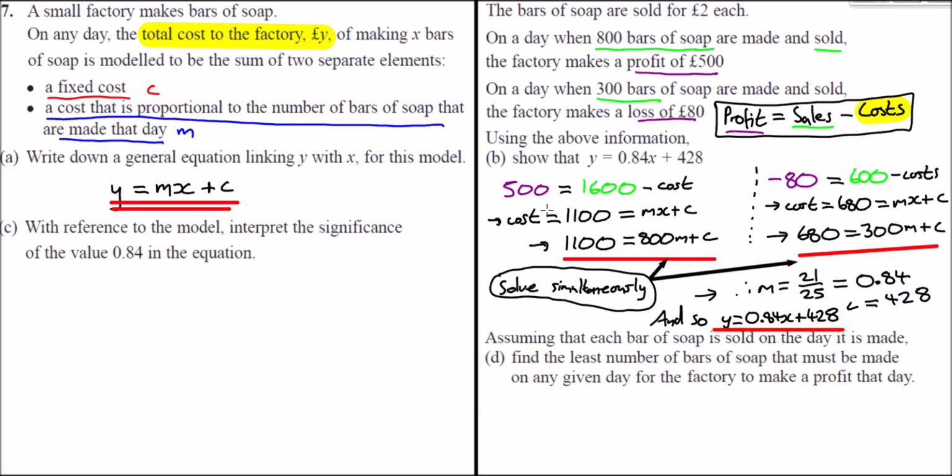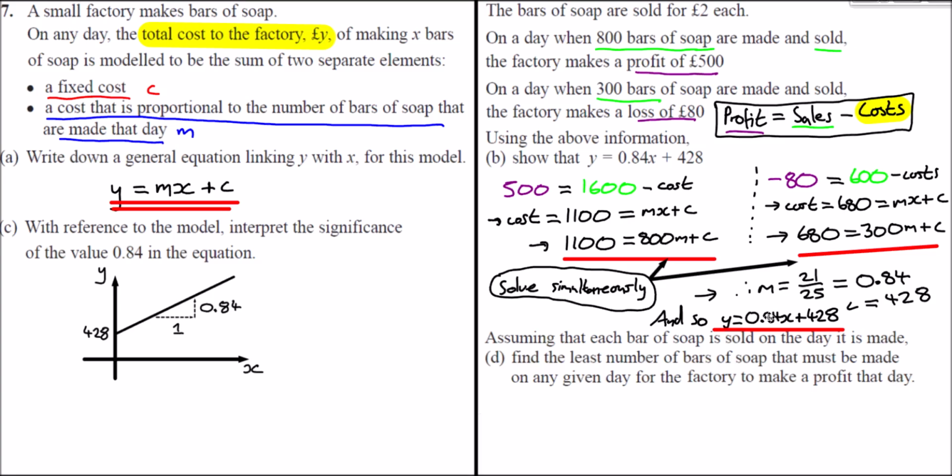Part C says, with reference to the model, interpret the significance of the value 0.84 in this equation. In this case, because it is a linear model, I think it may well be useful to just sketch out what's happening to make sure you don't make a little error with part C. So the actual equation we've got is y equals 0.84x plus 428. If we were to graph it, we'd have something looking like this. So 428 would be essentially the y-axis intercept, and m, which I've called it, is the gradient.